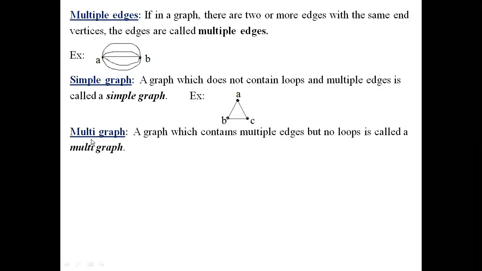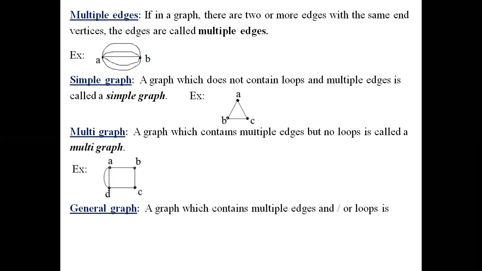Next, we will understand the definition for multigraph. A graph which contains multiple edges but no loops is called a multigraph. So there are multiple edges but the graph does not contain any loops. You can observe in the example below that from A to D there are 2 edges joining and there are no loops in this graph. So such a graph is called a multigraph.